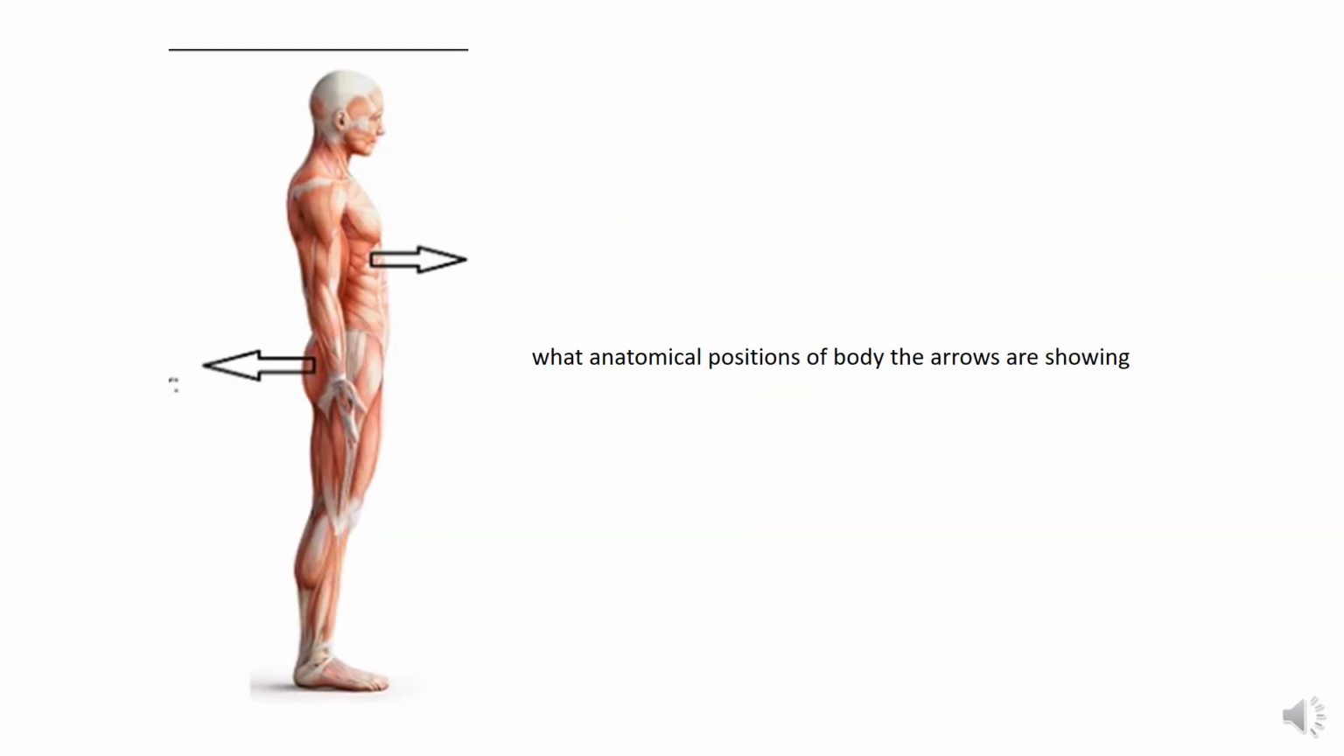Okay, so what anatomical positions of the body are the arrows showing? This one near the front of the body is the anterior, and this one is the posterior.